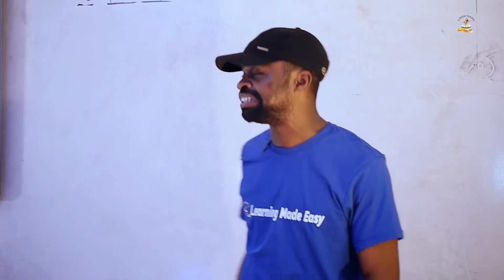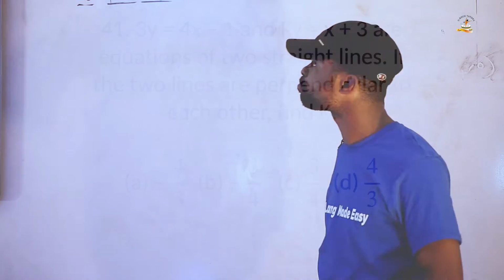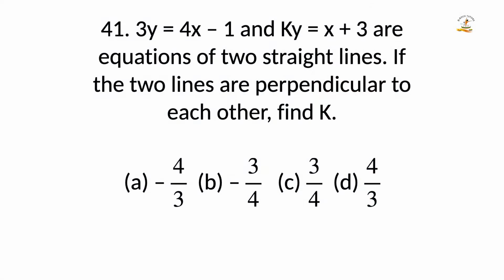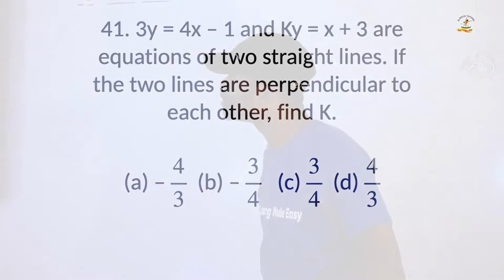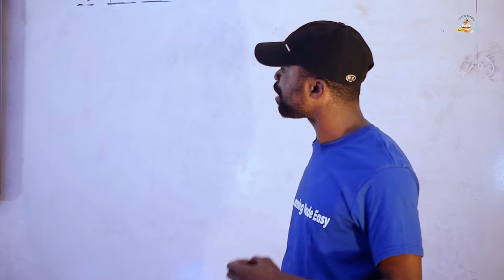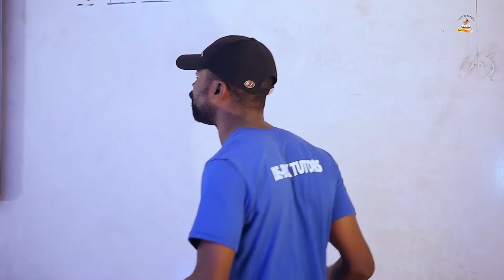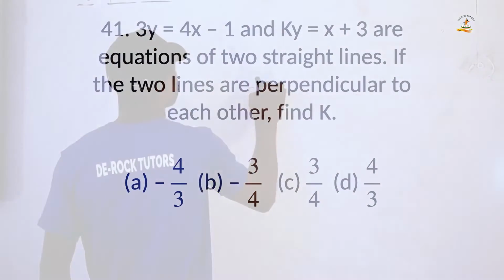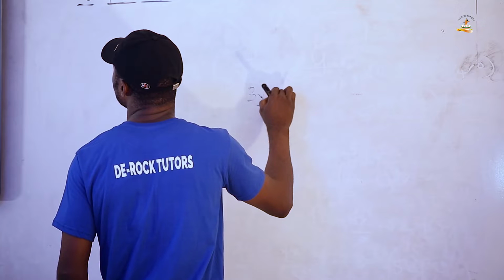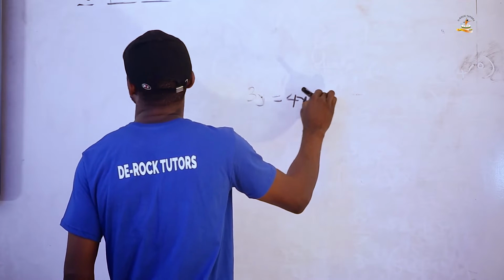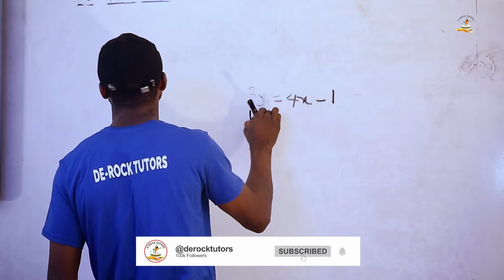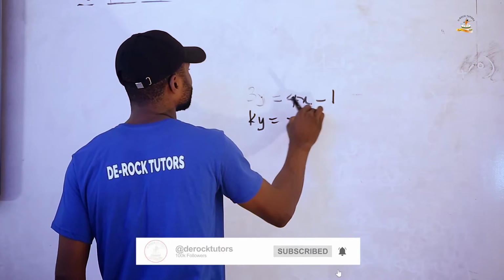Question number 41 is still on coordinate geometry. And here we have two different equations. We are asked to find the value of k if the two lines are perpendicular to each other. The first line is 3y equal to 4x minus 1, and the second line is ky equal to x plus 3.